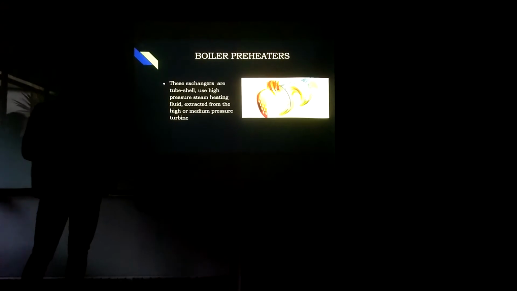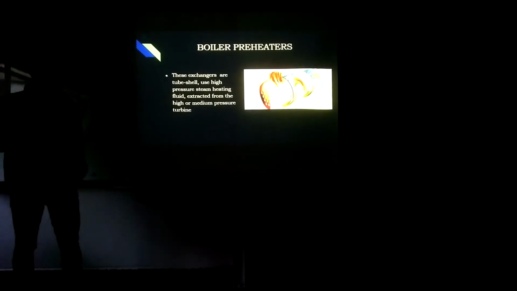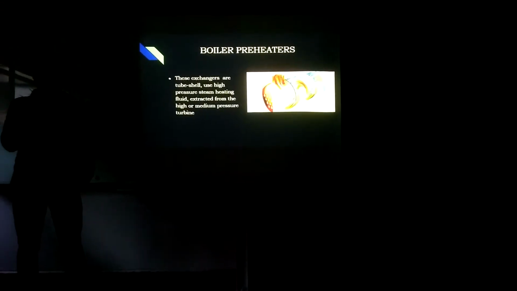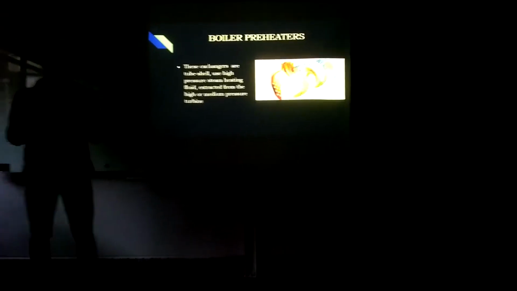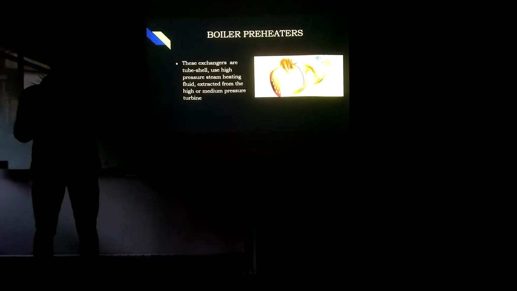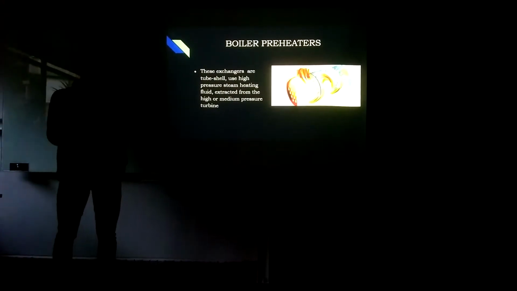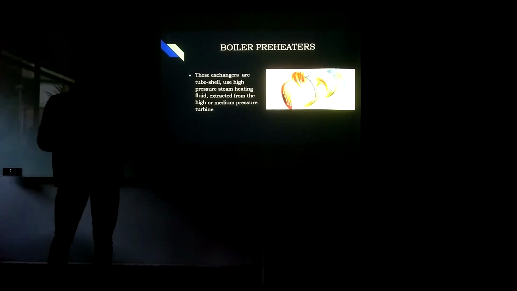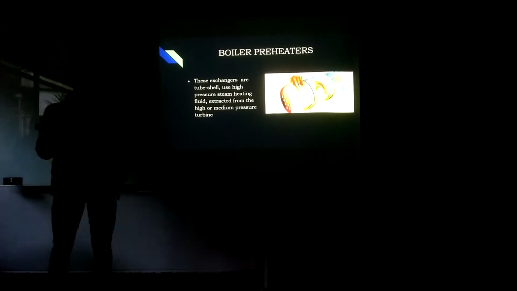The other kind is the boiler preheater. The boiler preheater is a cylinder that is tube and shell using high pressure steam, a heating fluid extracted from the high or medium pressure turbine. Basically, this is placed behind the feed water tank, before the condenser. Normally, the medium or high pressure turbines are joined in series, but other combinations are possible.